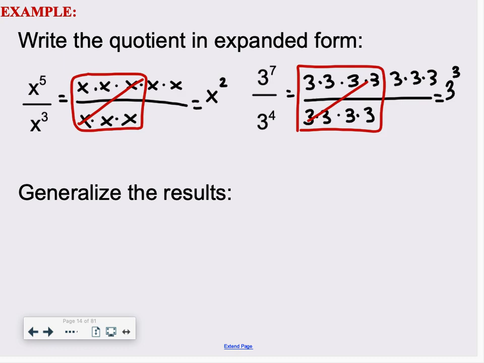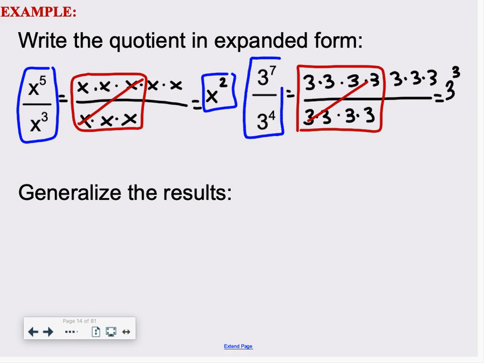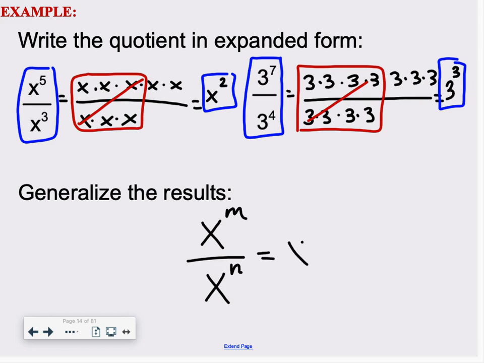So if you see how this generally works, if I go back to my original expression, if I have x to the 5th divided by x to the 3rd, if I subtract those, 5 minus 3, I get my answer. Same thing with 3 to the 7th divided by 3 to the 4th. If I subtract those exponents, 7 minus 4 is 3, so I get 3 to the 3rd. So if I generalize these results, if I have any base divided by the same base, you can just subtract their exponents. So this will be equivalent to x to the m minus n.